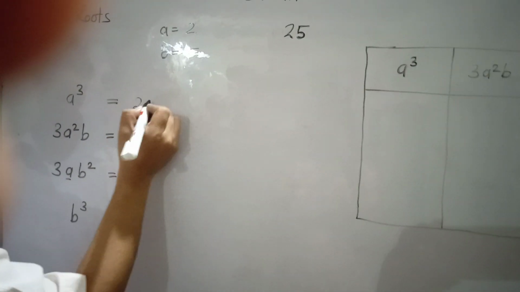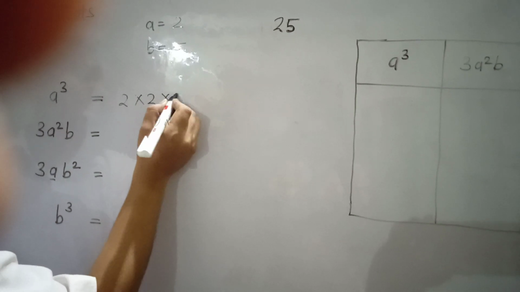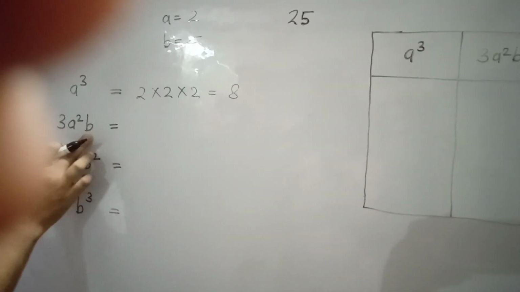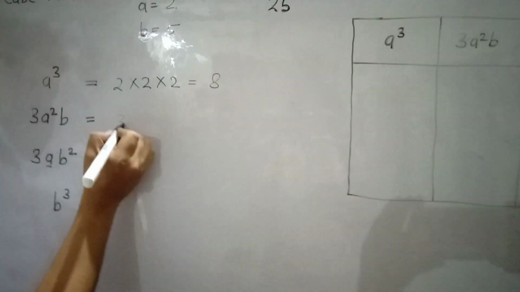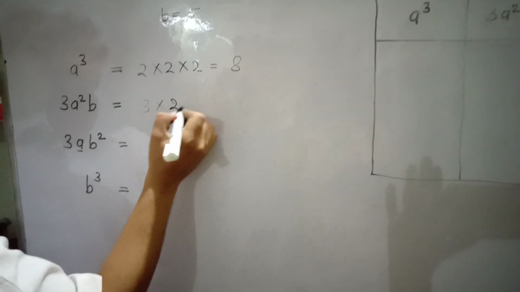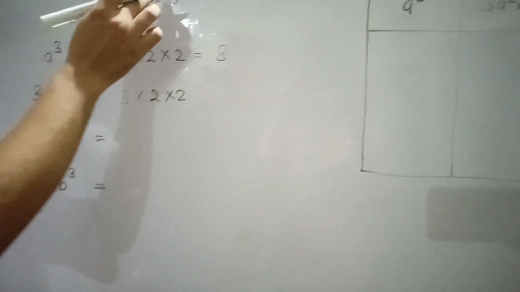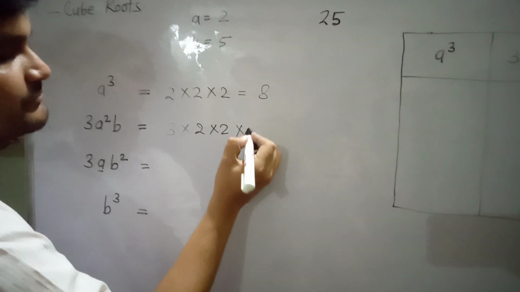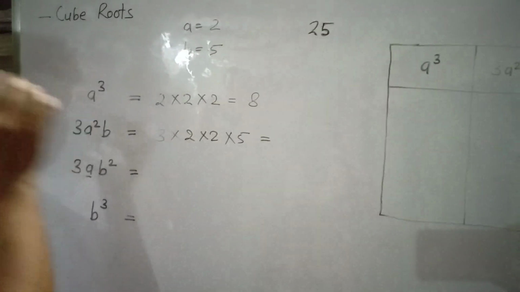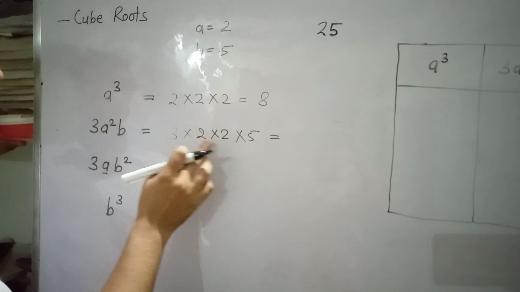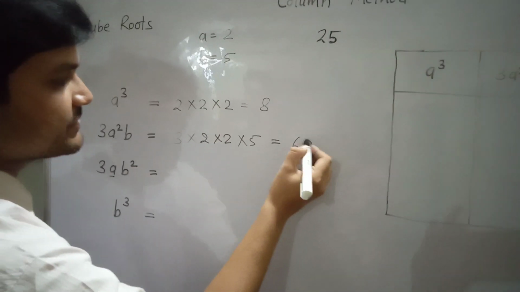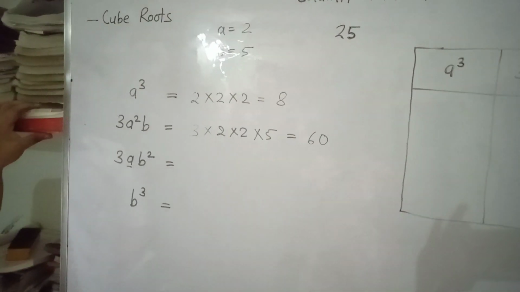So A cube means we will multiply the value of A in 3 times. We will get 8. After then 3A square B. So 3A square is 2 into 2 because value of A is 2. Then B. The value of B is 5. 5 3s are 15, 2 times 15 is 30, 2 times 30 is 60. So the value of 3A square B will be 60.